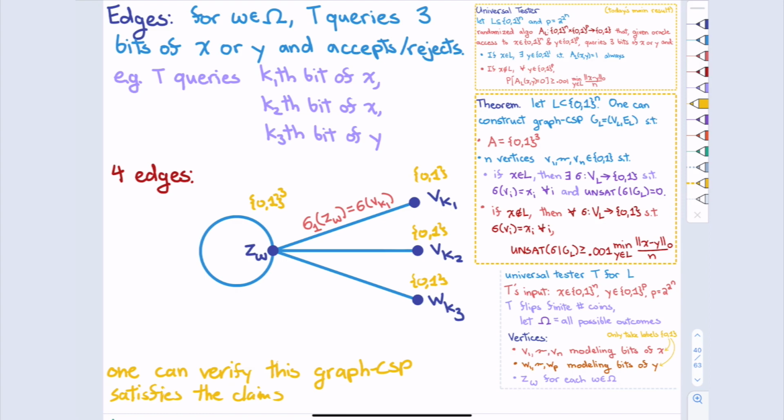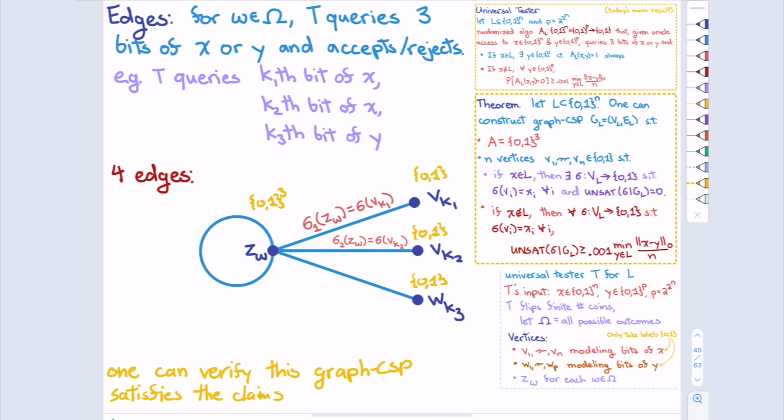Okay. The second constraint, for the second edge, is going to be the corresponding thing for vk2. I keep screwing this up. It says that the second bit assigned to z omega should correspond to the bit that's assigned to vk2.